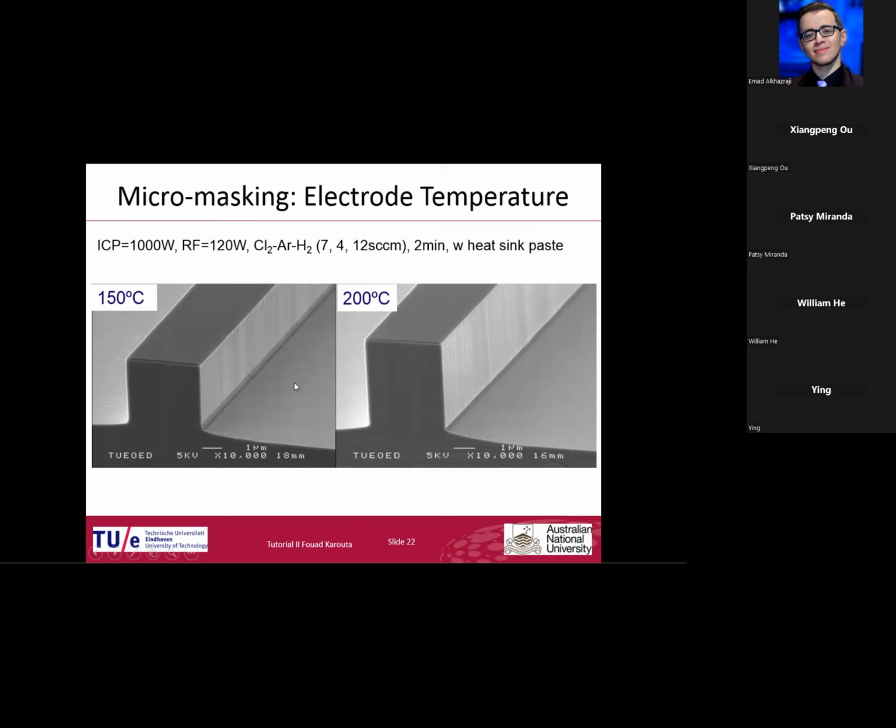Yes. I have one question. Maybe it's a silly question, but do you mean put heat sink paste between the holder and the substrate? Yes, that's it. Usually you cover the back surface of your sample with this heat sink paste, and you push it on your silicon wafer carrier. Okay, thank you.